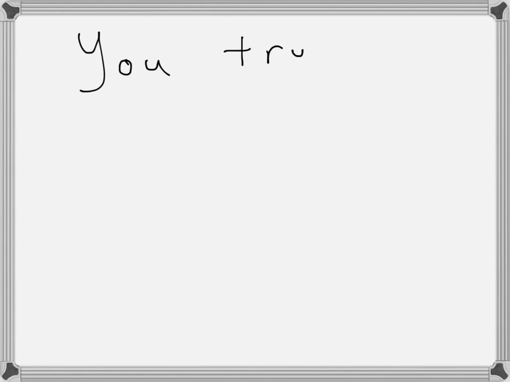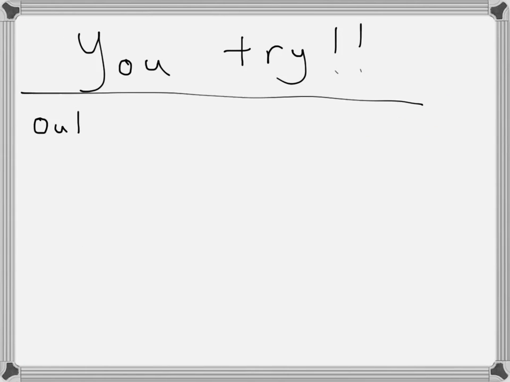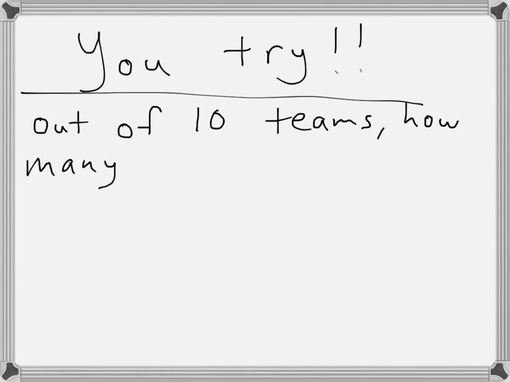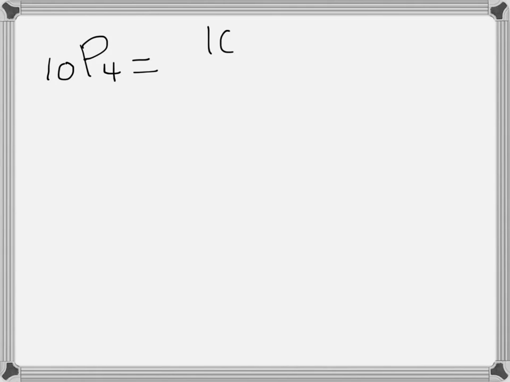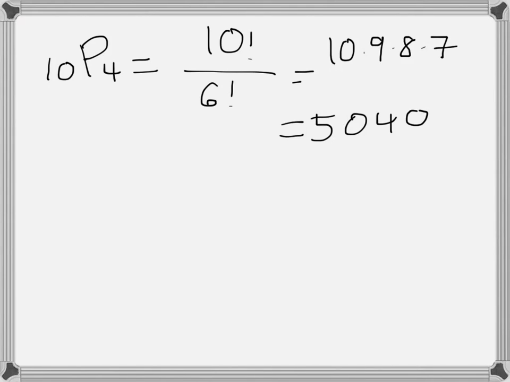So let's take a problem. Got 10 teams. And we're going to choose a top 4. How many different ways is there to choose a top 4? Pause your video. Okay, assuming you've paused your video, let's take a look. This would be 10 permute 4, which is 10 factorial over 6 factorial, which is 5,040.